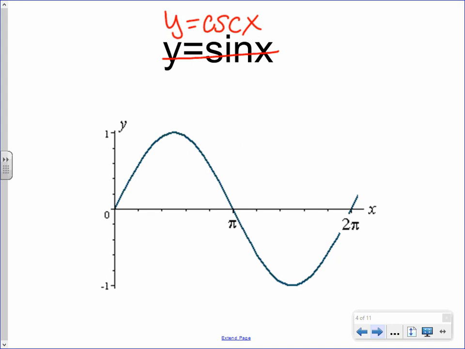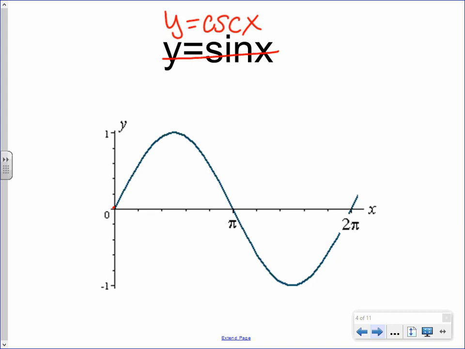So we're going to take the parent function of sine, and we're going to create the parent function for cosecant. And we're actually going to do that anytime we graph. If I ask you to graph a cosecant curve, I want you to think about what sine would look like and then base everything off of that. Okay? So let's think about this.